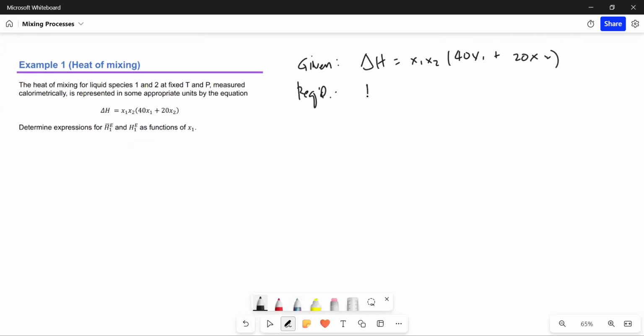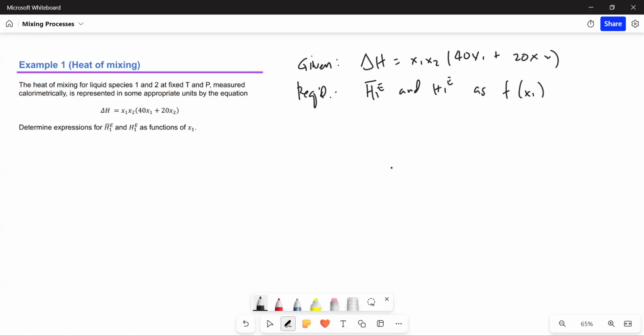Expressions for H sub 1E and H sub 2E, the excess partial molar enthalpy and the partial molar enthalpy as a function of the composition.